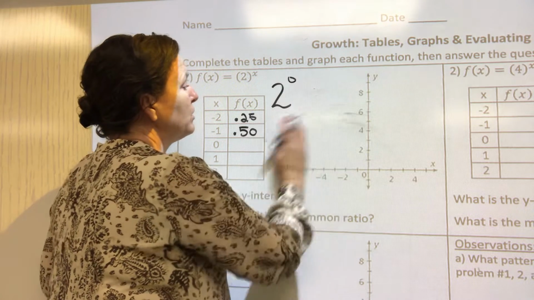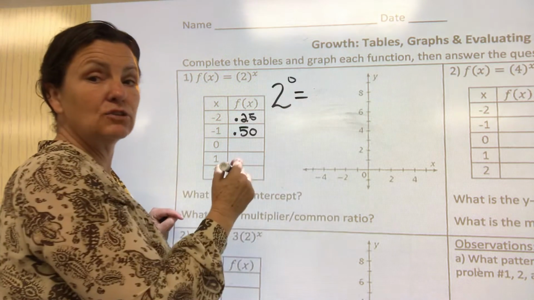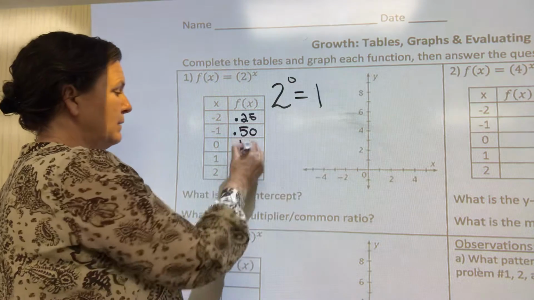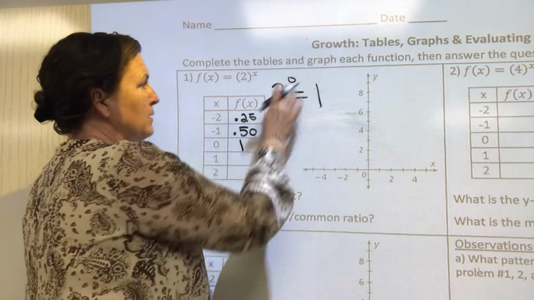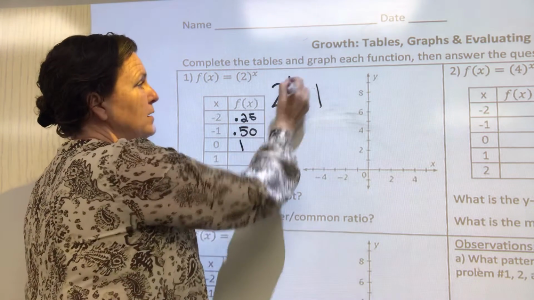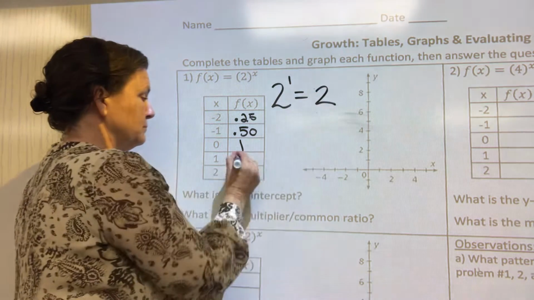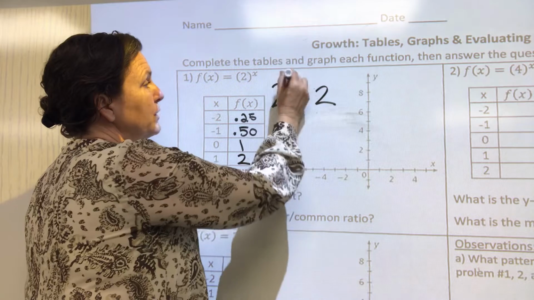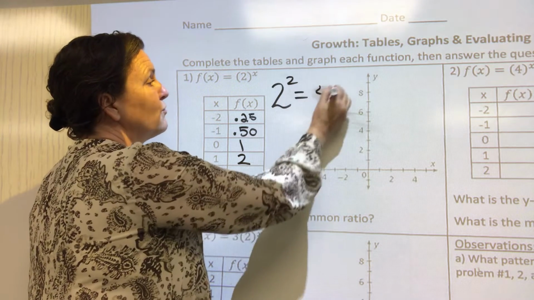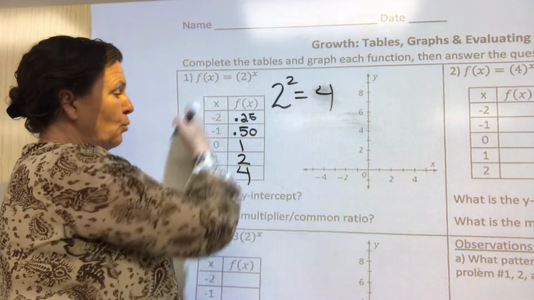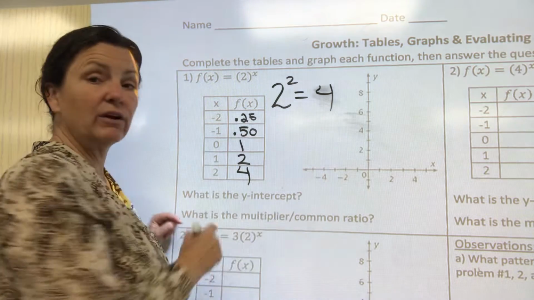Anything to the power of 0. Do you remember what that is? Anything to the power of 0 is 1, equivalent to 1. Now, if I put a 1 in that spot, anything to the power of 1 is just that number. Cool. And then let's put a 2 there. 2 squared is 4. Beautiful. We have 5 points that we're going to go over here and now graph.